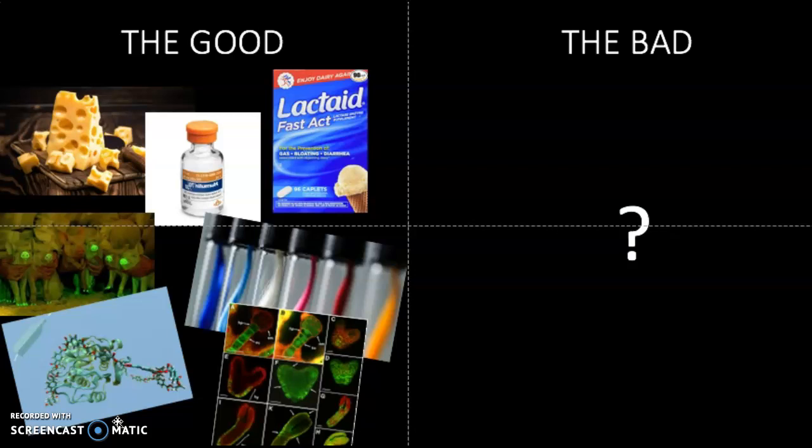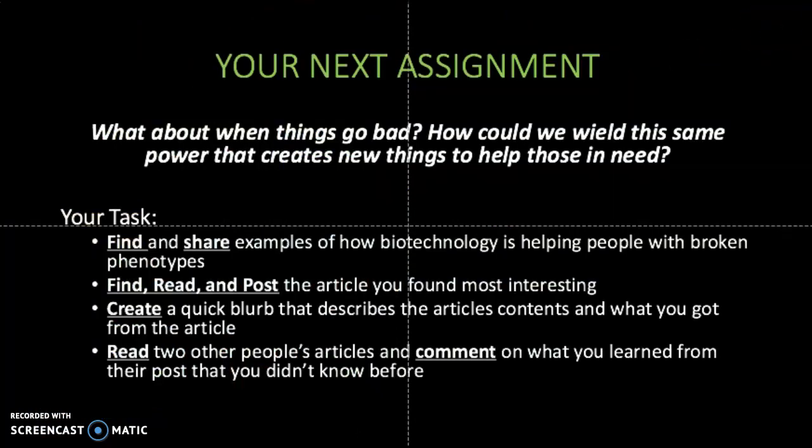There's a lot of problems that are being solved by finding inspiration in nature. But what I want to focus on right now is, what about when things go wrong? What about when phenotypes are broken? How do we fix those problems? And that's the tone that we really want to set for the first part of our studies. We're going to get to the good, but first I want to talk about the bad and broken phenotypes. So for your next assignment, that is ultimately the question. What about when things go bad? How could we wield the same inspiration and the same power that creates new things to help those in need?